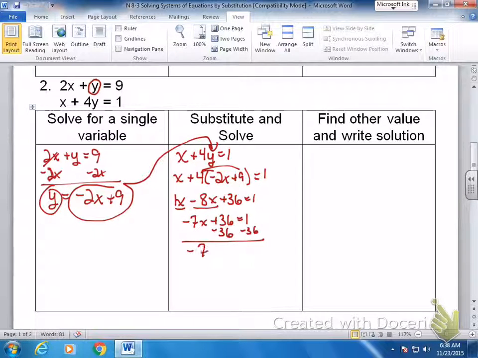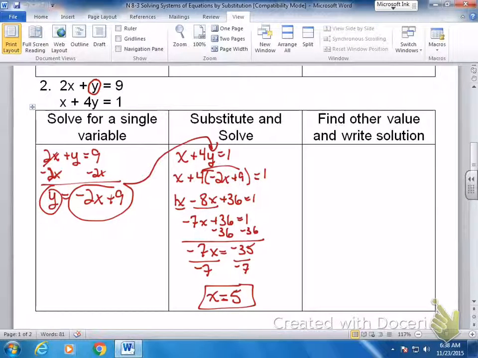I get negative 7x equals negative 35. And then the last step to solve for x is divide by the negative 7. And I get x is equal to positive 5. So now I know my x value.